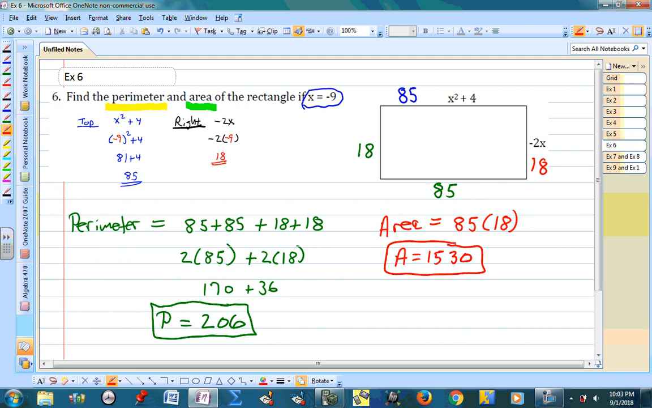So keep these ideas in mind whenever you're doing area and perimeter problems, because they're going to come up off and on throughout the rest of the year. When you're ready, let's go on to example 7.